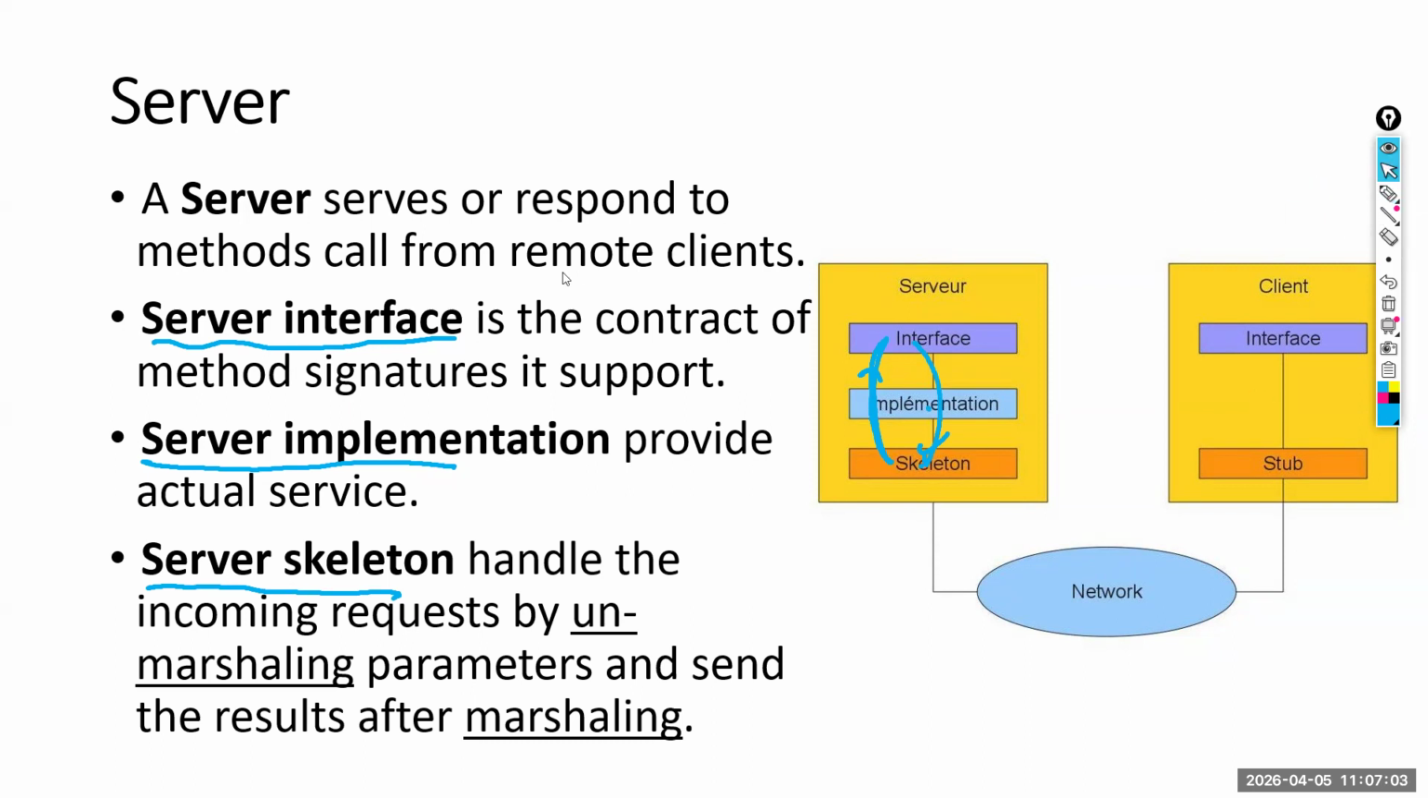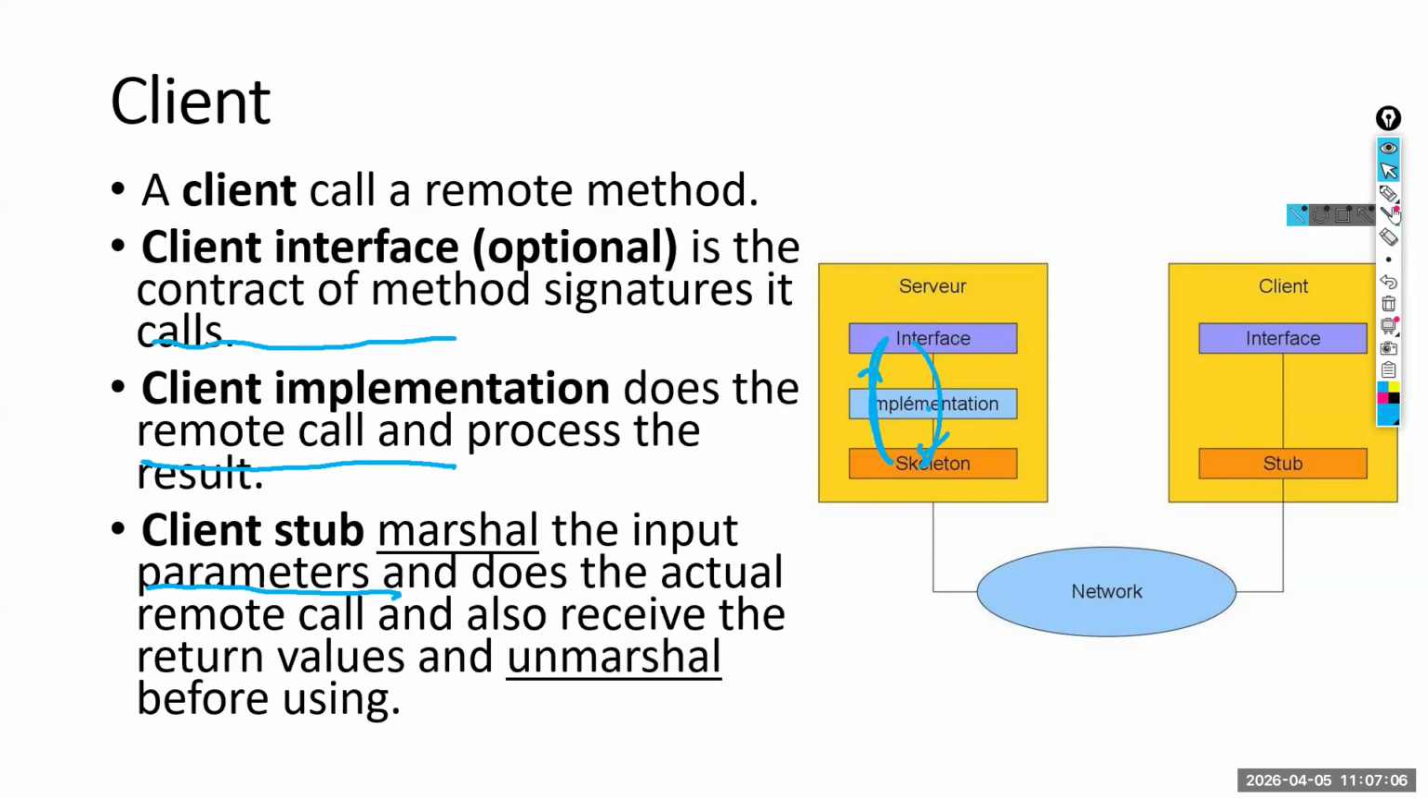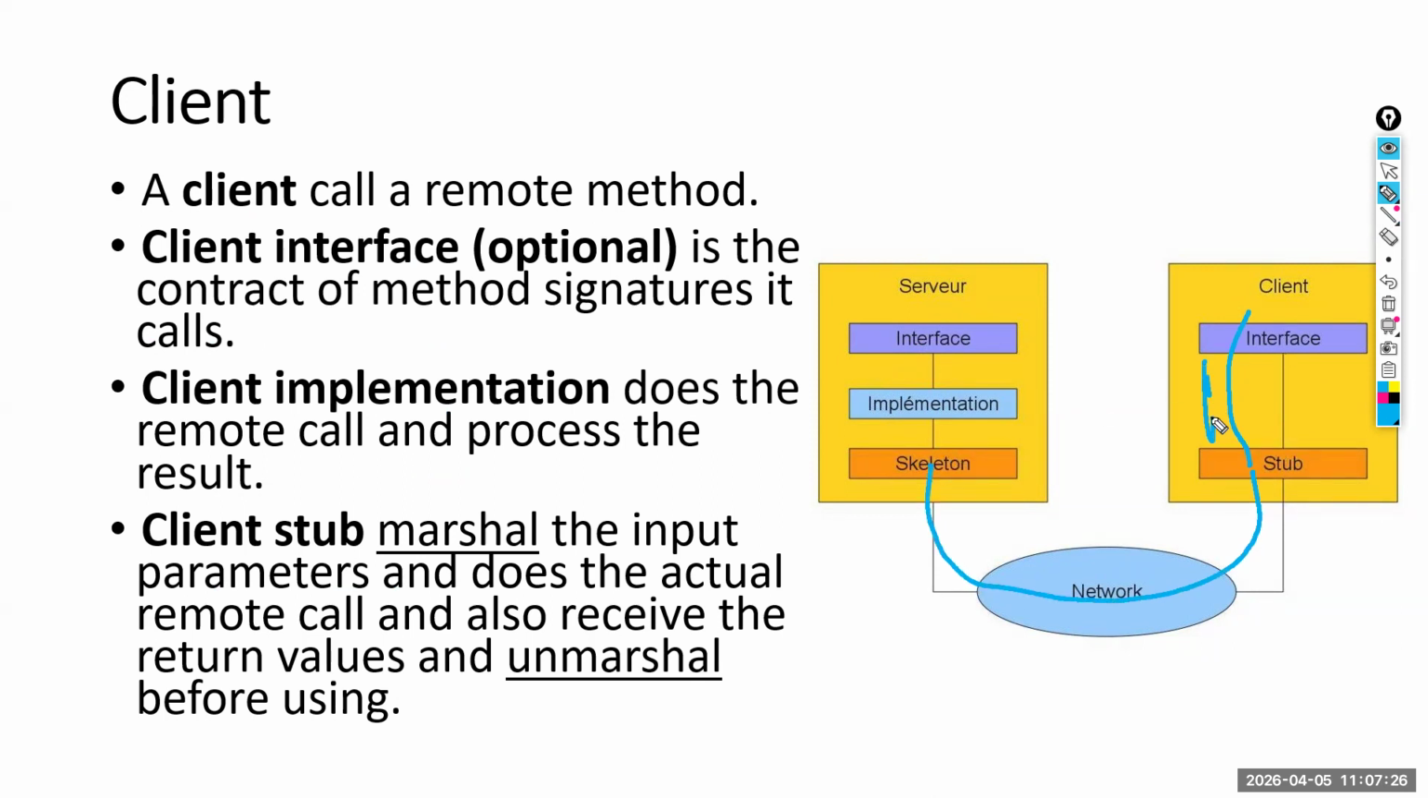So then, on the client side, you have the client interface, which is optional. Then the client implementation, that is your client program. Then the client stub, because the client can call the client stub. That stub will communicate with the server skeleton. Now these are local calls. The skeleton calls the server implementation, a local call, and gets the response. Then the skeleton gives it back to the stub as a remote call, and the stub gives it back to the client as a local call.